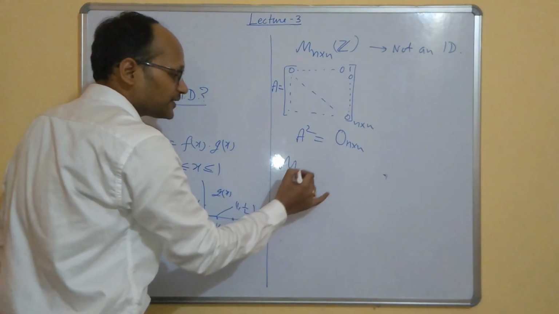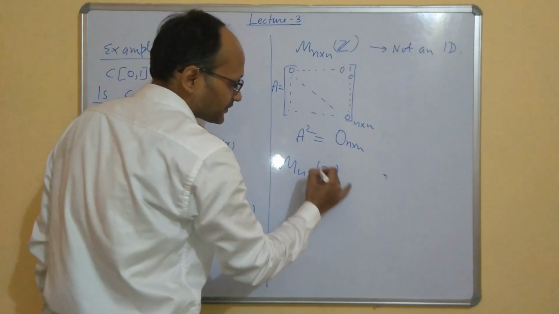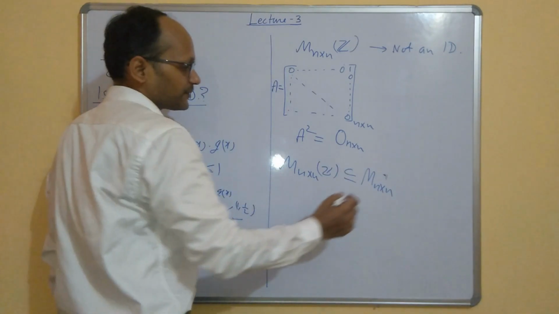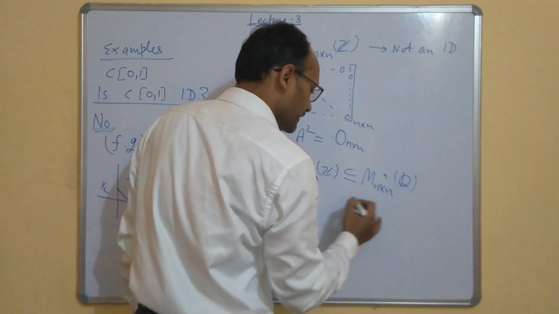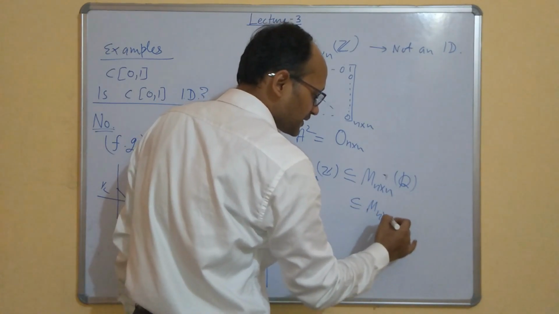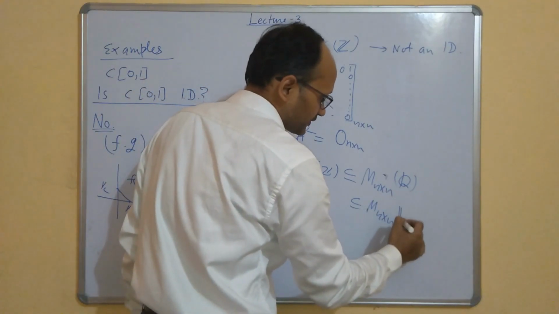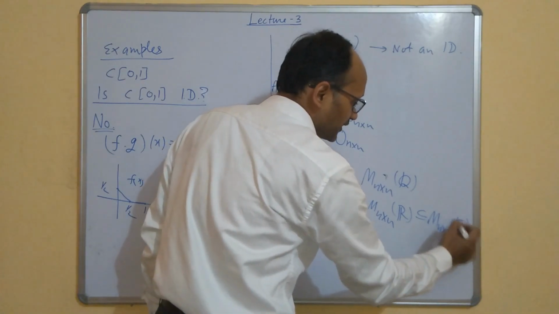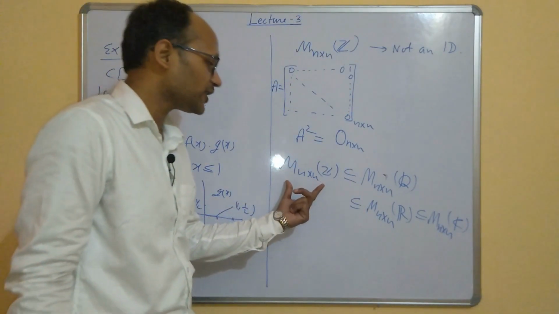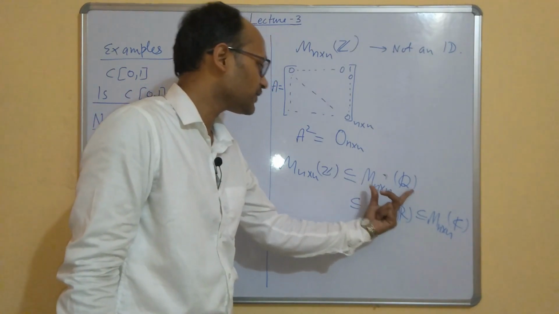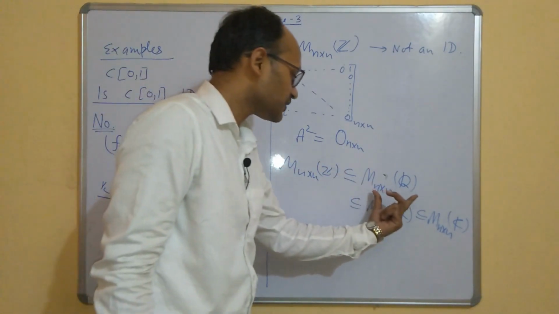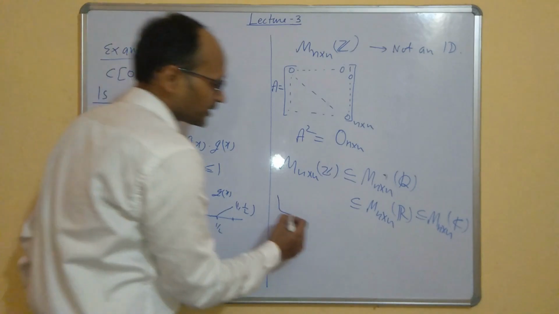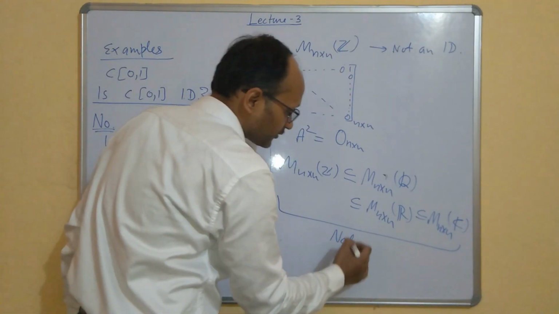Now one more thing: M n cross n of Z is contained in M n cross n of Q, and this is contained in M n cross n of R, and that is contained in M n cross n of C. So what does it mean? If this is not an integral domain, take two elements here, those two elements will also be elements of the larger ring, and their product is 0. It means this is also not an integral domain, this is also not, and this is also not. So these all are not integral domains.